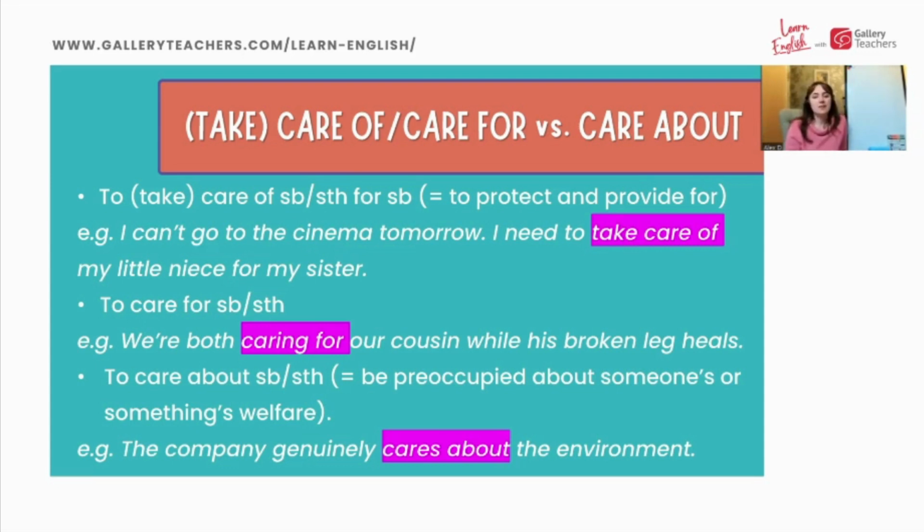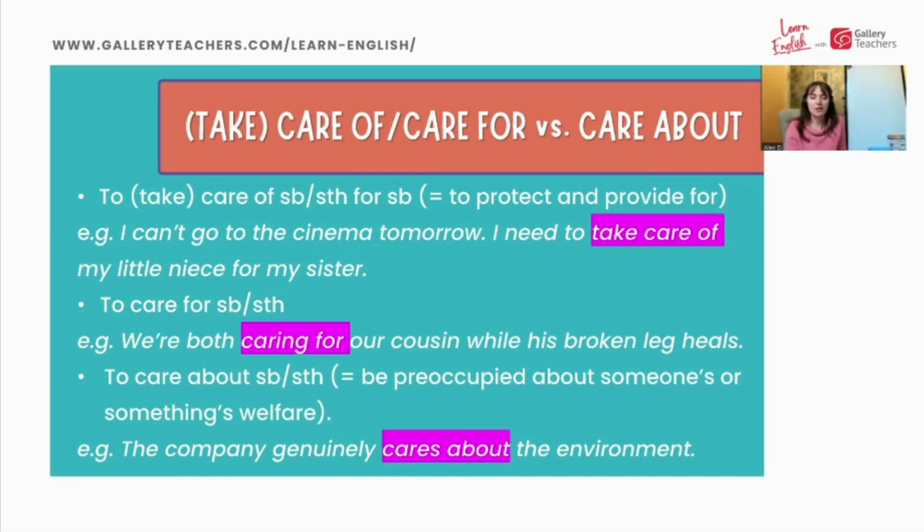Here we have care of, to take care of, which is similar to care for, versus care about. Okay, let's look at the differences. To take care of somebody or something for somebody means to protect and provide for, right? Take care of, to protect and provide for.